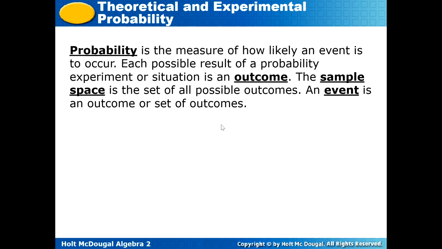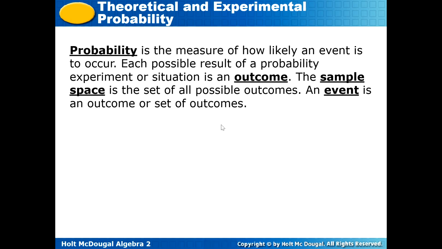An event is an outcome or set of outcomes. So when we're talking about probability, we have these things that we're going to be thinking about. The sample space is a set of all possible outcomes. That's the total number of ways that this could happen. Remember, with our lottery situation, we were figuring out the total possible combinations of the different numbers that could come up, and with license plate numbers, we could come out with the total possible number of license plates there are. That's the sample space. An event is an outcome or set of outcomes that actually is occurring.